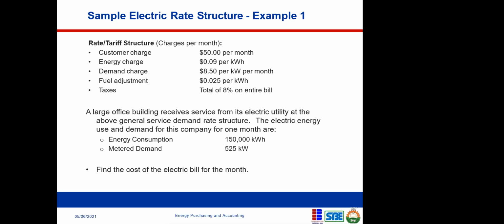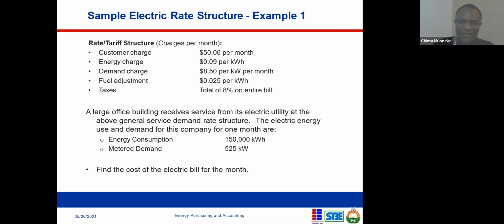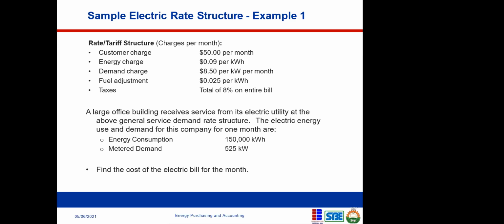$13,500. That's our energy charge. Now let us calculate our fuel adjustment price. Our fuel adjustment price is 0.025 times 150 units of energy. So let us calculate that as well. 0.025 times 150 units. What do we get? We have 3,750.